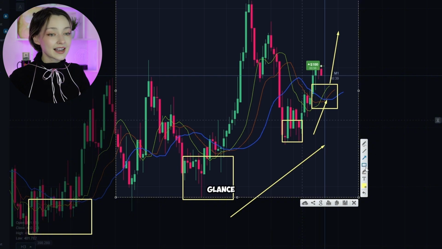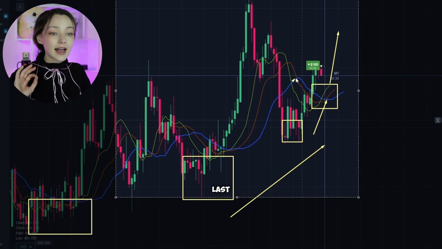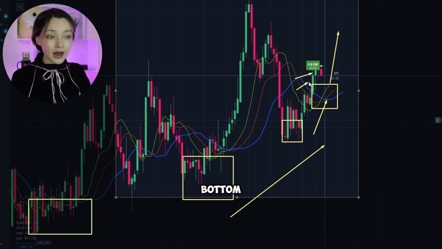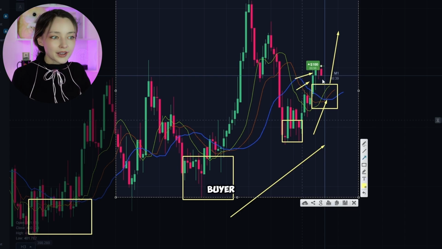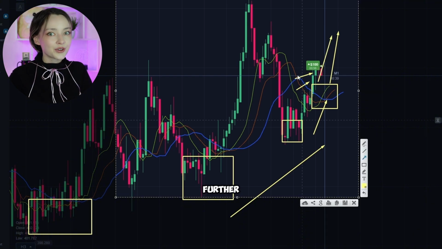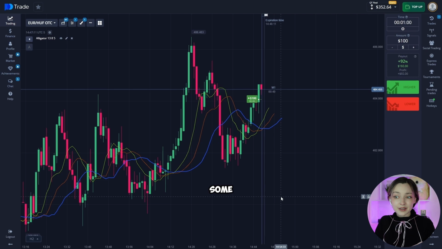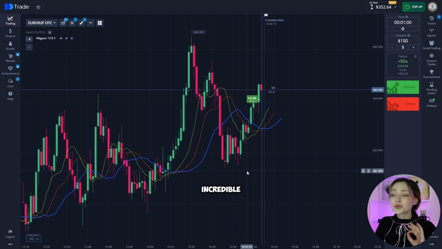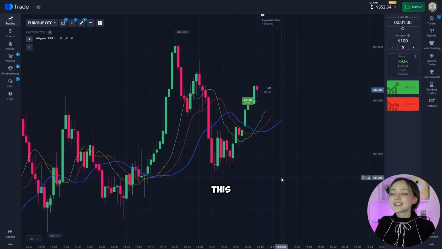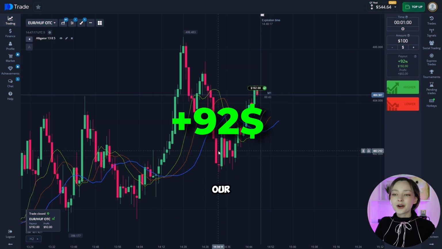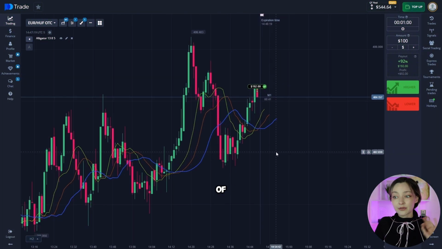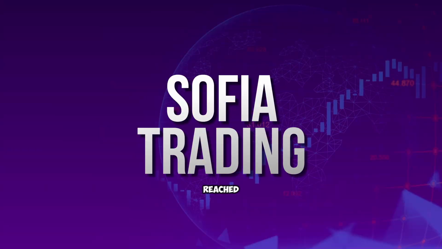And let's take a glance at the candles. We can see nice impulsive upward candles, and the last one has a large shadow at the bottom. This indicates a strong buyer that's going to keep trying to go further up. I'm literally shocked how, thanks to such a simple strategy, we captured such incredible price fluctuations. Obviously, this trade is closing in profit just as well. Our goal of making $500 out of $100 is successfully reached.